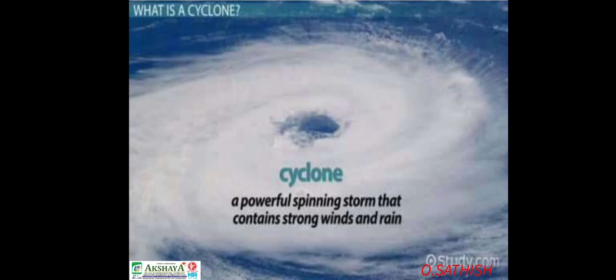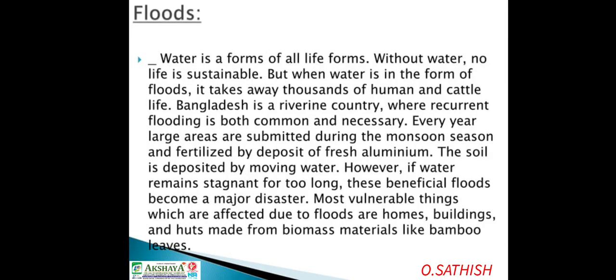Next, in natural disasters, we are going to see about flood. A flood is a natural disaster that occurs when an area is inundated by water, either due to heavy rainfall, snow melt, storm surge, or the failure of water control structures like dams or levees.